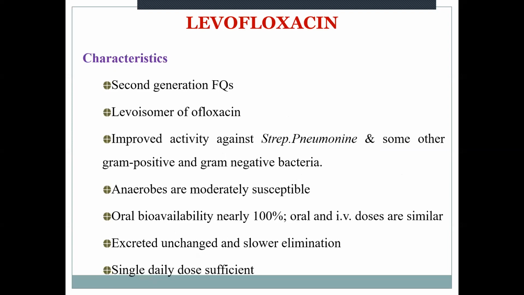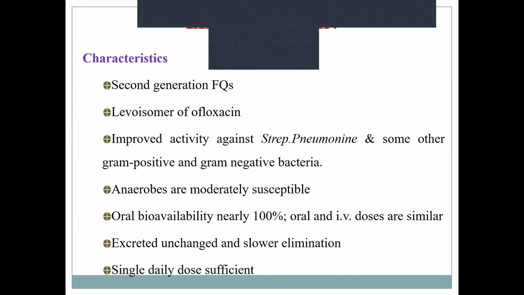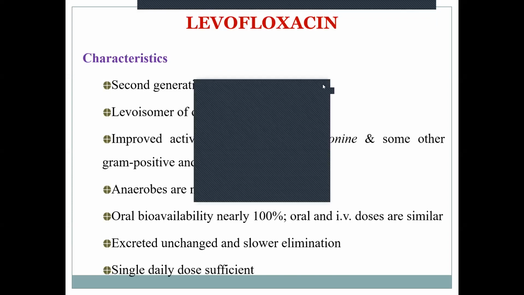It is the levo isomer of ofloxacin. It has improved activity against some bacteria, that is Streptococcus pneumoniae and some other gram-positive and gram-negative bacteria. Anaerobes are moderately susceptible. Oral bioavailability is nearly 100%. Oral and IV doses are similar. It is excreted unchanged and shows slower elimination. A single daily dose is sufficient for treating the infections.